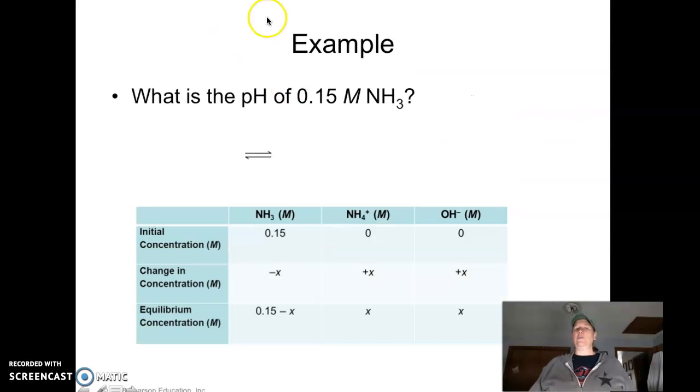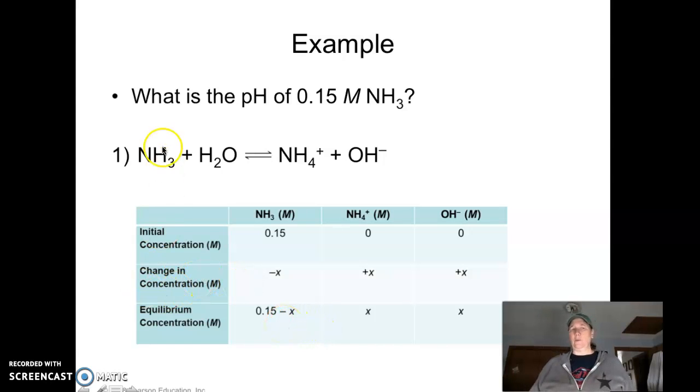Okay, so again, we're going to do a pH. Now we got a base instead of an acid. What is the pH of 0.15? We're going to set up our table. 0.15, these guys are zeros. Negative x, plus x, plus x. And again, remember when we set this up, we're not going to use the minus x because it's a really tiny number, and it just doesn't affect it that much.